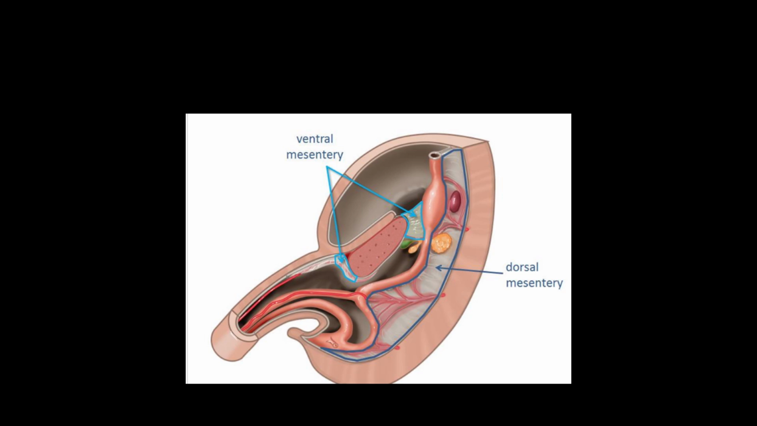So, these structures develop very, very fast, and the gut tube elongates at the level of the midgut very rapidly. This cannot be taken care of by a relatively slowly growing abdominal wall. So, in order to accommodate this rapid growth, the midgut herniates into the umbilical cord around the 5th week of embryonic life. This is known as the physiological herniation.